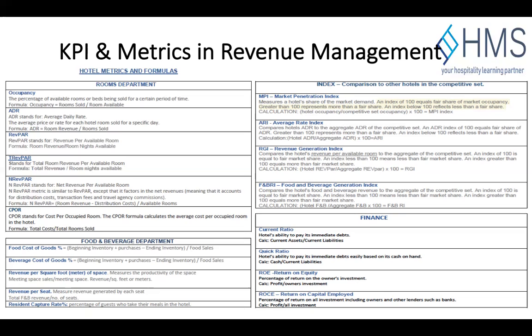So again, an index of 100 applies in this case as well, and even in the revenue generation index and the F&B GI or F&B RI. So the index is into 100 and the formula is the hotel's ADR upon aggregate ADR into 100. And for the revenue generation index, the hotel's revenue per available room upon aggregate RevPAR into 100. And the same for F&B as well: hotel F&B upon aggregate F&B into 100, because it compares the hotel's F&B revenue to the aggregate of the competitive set.